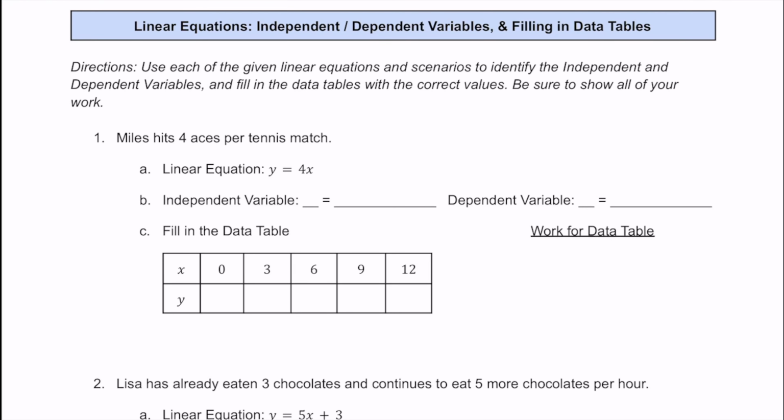Let's work on linear equations together. More specifically, we're going to talk about some independent and dependent variables, as well as filling in some data tables when given a situation and a linear equation.